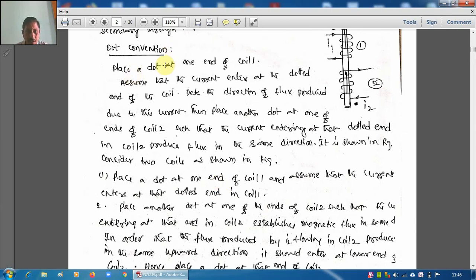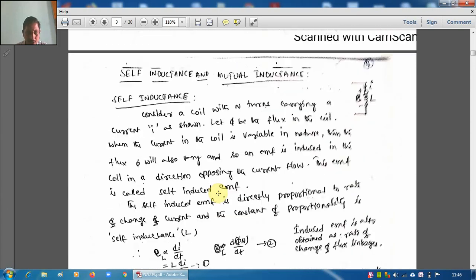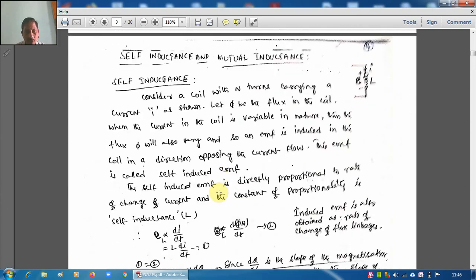Next is the dot convention. This we will see after some time. This is used to follow a sign convention for the two EMFs that we will see next. But first of all, we will try to define self-inductance.